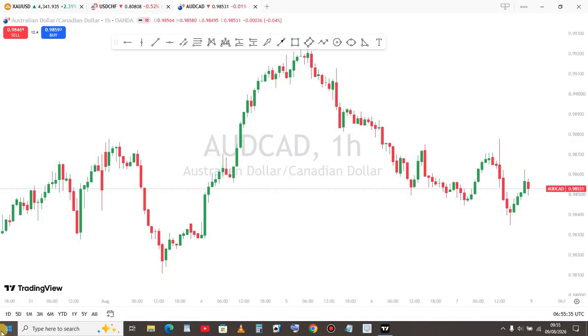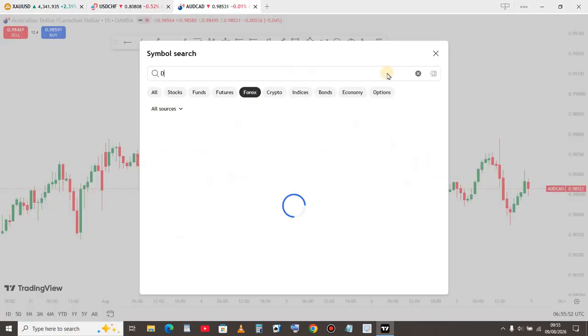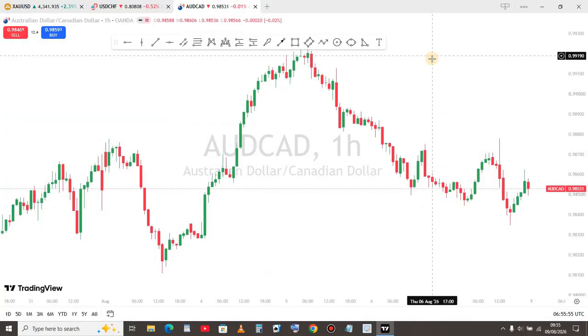Today I want us to analyze AUD CAD. So I'm going to start with the higher time frame to the lower time frame. That's what we call top down analysis. So I normally start with the daily time frame. So let us start with daily time frame.